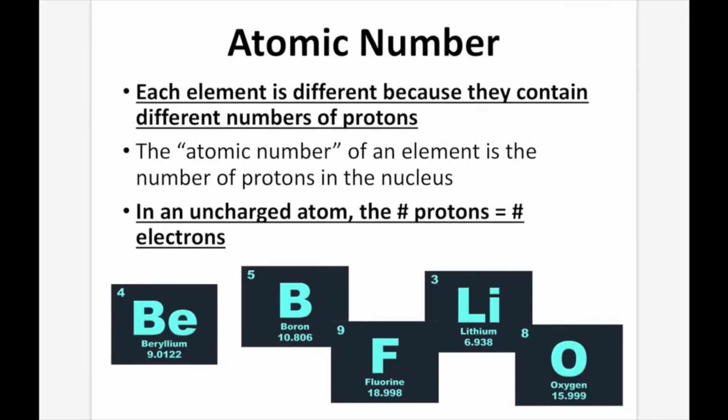Atomic number. Each element is different because they contain a different number of protons. If the number of protons was the same, then the atom would be the same. The atomic number of an element is the number of protons in the nucleus. In an uncharged atom, the number of protons equals the number of electrons. The key, though, is uncharged atom. We can have things like ions, which are going to have different number of protons and electrons, but in an uncharged neutral atom, number of protons equals the number of electrons.